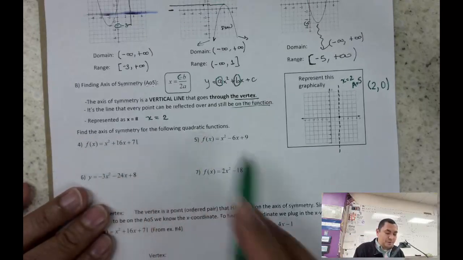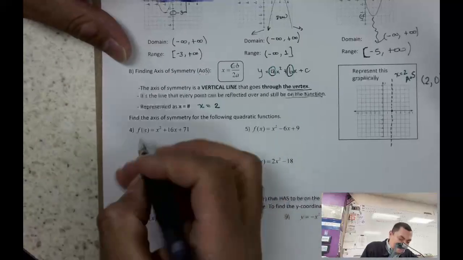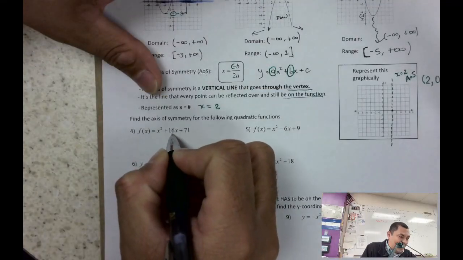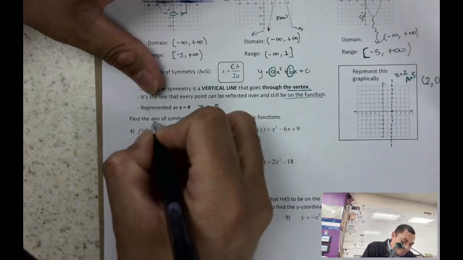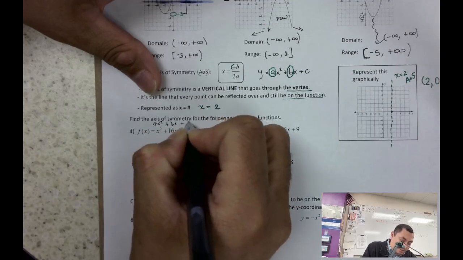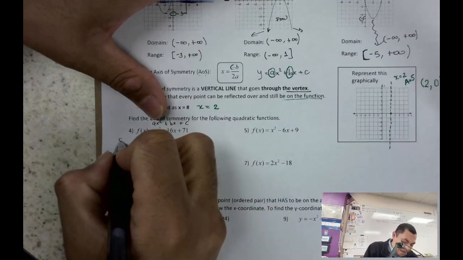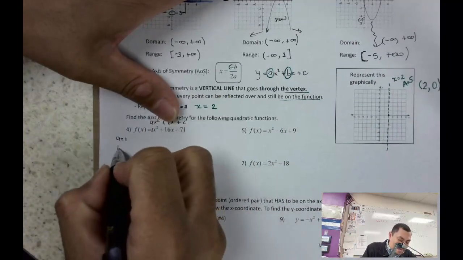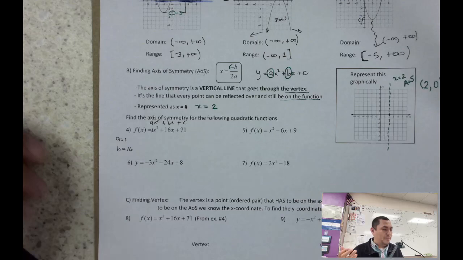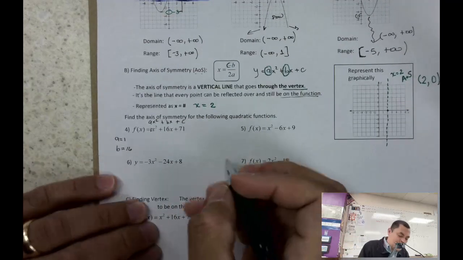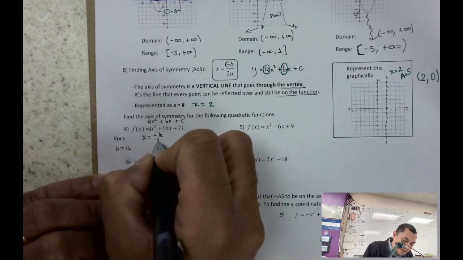Find the axis of symmetry of the following quadratic functions. So we are going to find those axes of symmetry. In this case, for example, the first problem, I have x squared plus 16x plus 71. What is the value of a? Remember that we have ax squared plus bx plus c. A is 1. I don't have a number, so I'm going to add 1. So a is equal to 1. B is equal to 16. C is not important in this problem at this moment. We just need to find the axis of symmetry. So in this case, my formula is x equals negative b over 2a.